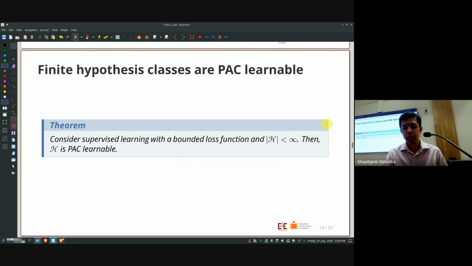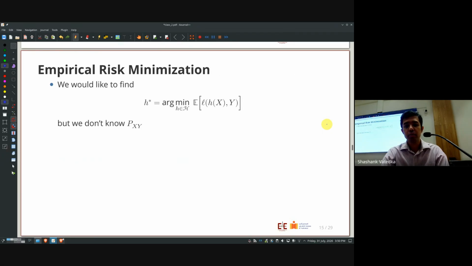And the proof is, again, not very hard. And I leave a lot of the details as an exercise. So basically, what you want to do is find this h star, which minimizes the expected loss. Right? That's always our main goal. And we don't know pxy. That's the crucial point. So what is the next best thing we can do?